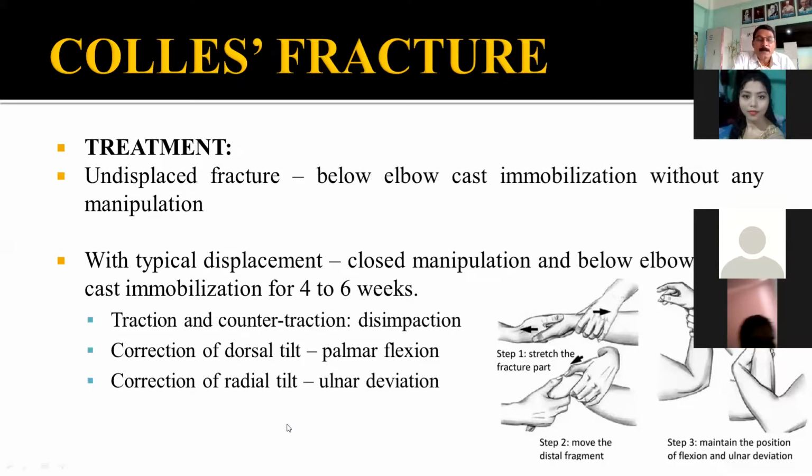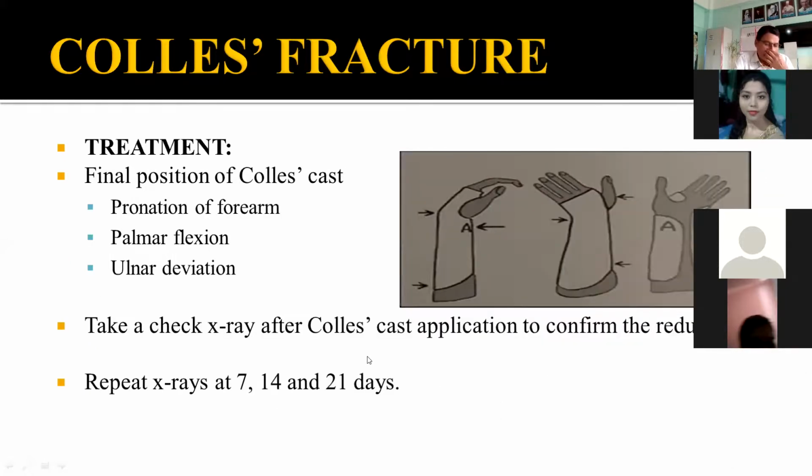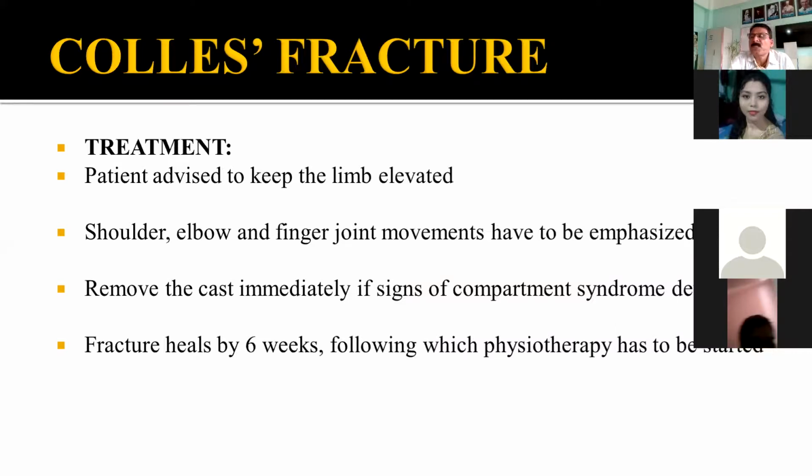So finally, palmar flexion and ulnar deviation. Normally this is the position in which the plaster is applied, but somebody used to go neutral also. But a little bit of flexion and ulnar deviation is good to maintain the reduction you achieve. Now we confirm with the X-ray after manipulation, to see how much you have achieved or not. Then if it is okay, one can continue the plaster subsequently for a period of 4 to 6 weeks.